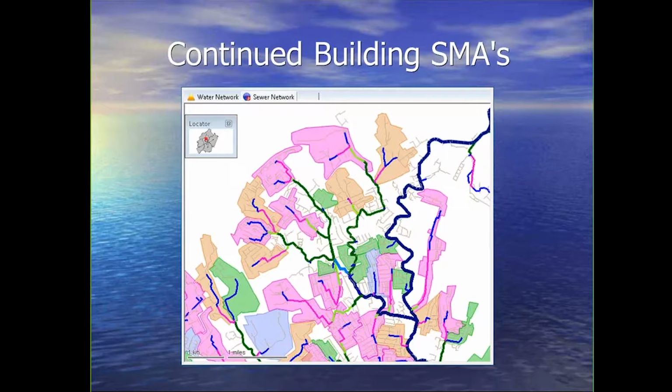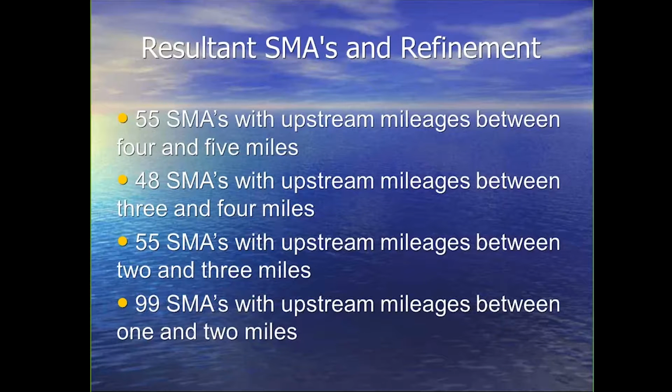So we continued building SMAs, and after I did about 5, I decided to give it to the summer intern, and he really enjoyed building these. So we ended up with around 257 of these, and we had to make some refinement here. Originally I said we were going to stop at 4 miles, but we ended up having 55 that were between 4 and 5, like the one I just showed you. We ended up at 48 between 3 and 4, 55 between 2 and 3, and 99 between 1 and 2.